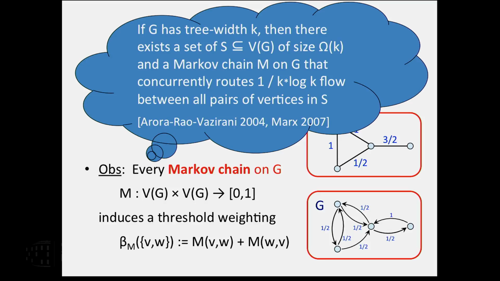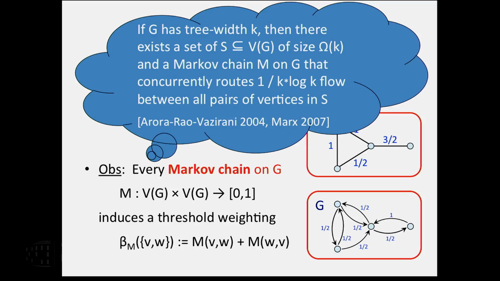So just to say this somewhat informally, for any graph G with tree width k, there exists some set of vertices of size omega k, and some Markov chain on G that concurrently routes 1 over k log k flow between all pairs of vertices in S. So, okay, the precise meaning of this statement is not terribly important.